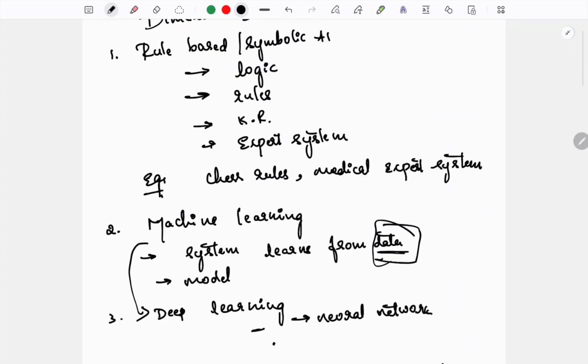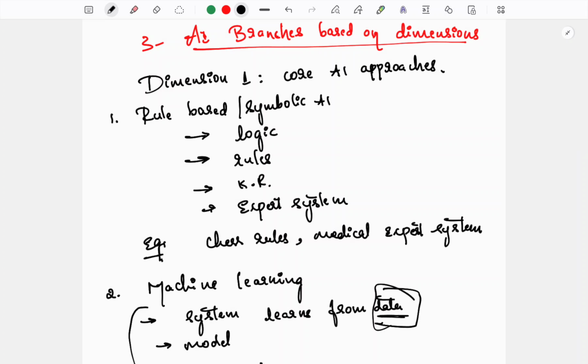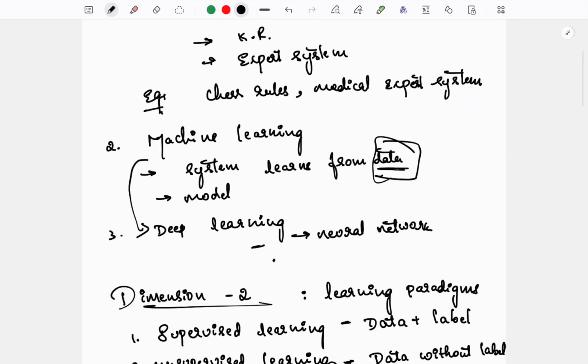So, on a high level, to recap: understanding AI branches is important because there are a lot of terms, and we need to know which category the problems and the solutions we are using fall into. That is why it is categorized into the core AI approaches, where we use logic, rules and expert systems, like chess rules and medical expert systems. Then we have machine learning. As we all know, in AI machine learning is a huge part, and we are using it everywhere. It covers how a system learns from data and models. We use models to do that. What are all the models available? What are all the learning types in machine learning?